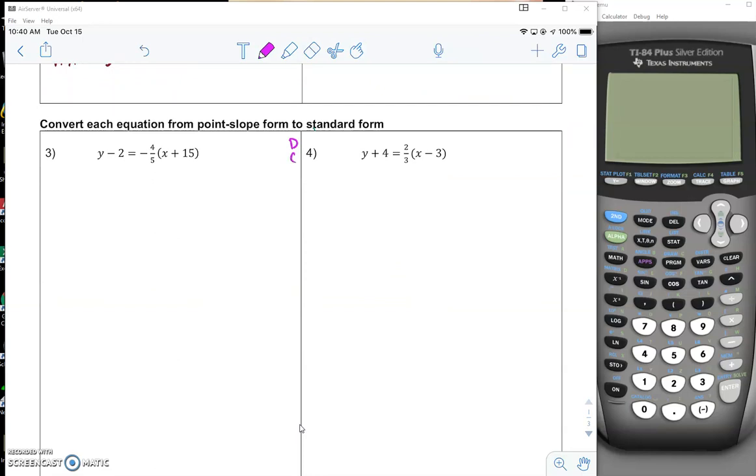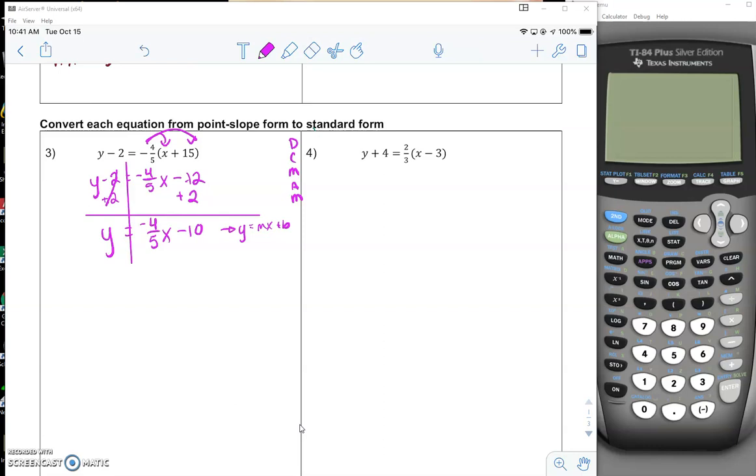So remember, if I'm thinking, don't call me after midnight, I start with distributing. Y minus 2 is equal to negative 4 over 5x, and then negative 4 over 5 times 15 makes negative 12. I want to try to get my like terms together first here. So I'm going to add 2 to each side, and it looks like I am going to slope-intercept form. Negative 4 over 5x, negative 12 plus 2 is negative 10. So currently, I am in y equals mx plus b.